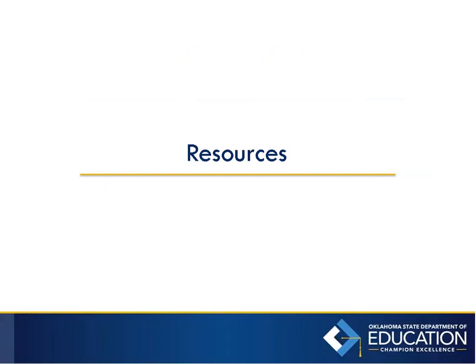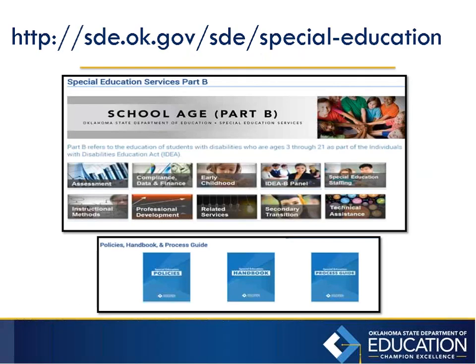Okay, we have listed several different resources that exist to assist with IEP development. Our first one is the special education section on our State Department website. If you go to School Age Part B, because that includes children ages 3 through 21, there are several different areas you can click on, but one of the most helpful is the technical assistance button, and that will take you to our policies, our handbook, and our special education process guide.